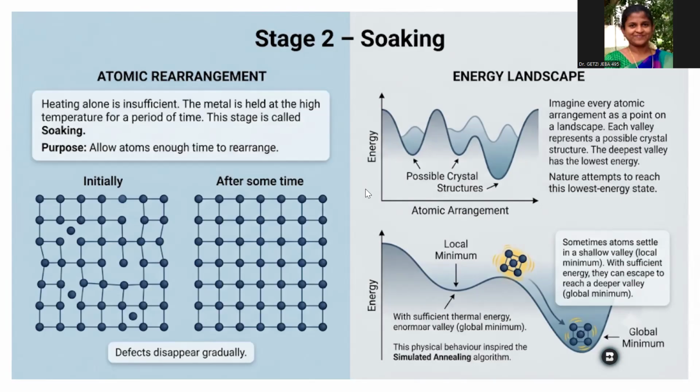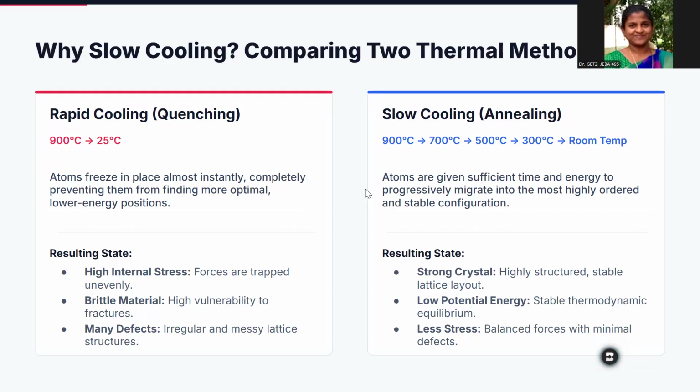So the next step is the cooling process. Okay, so why do we have to cool? There are two types of cooling process: rapid cooling and slow cooling. Rapid cooling is extreme, from 900 to 25. You will have a high internal stress, a brittle material, there may be chances of fracturing, and there can be many defects as well. But the recommended one is slow cooling, where you move from 900 to 700 to 500, 300, to give every possible time for the atoms to rearrange themselves, right?